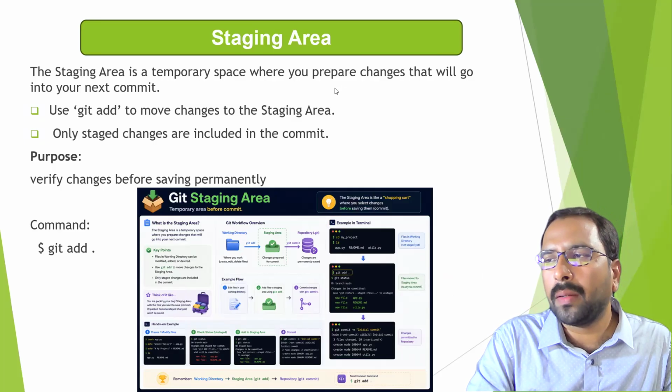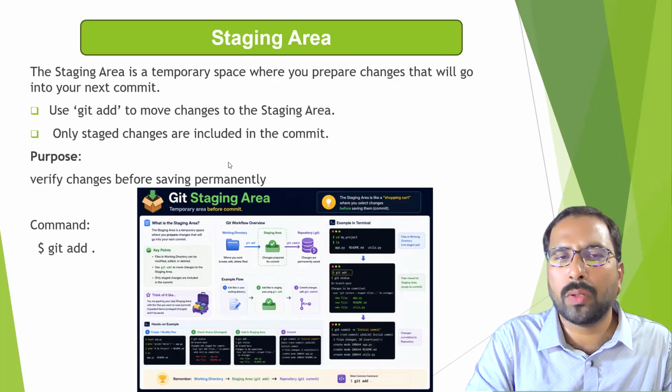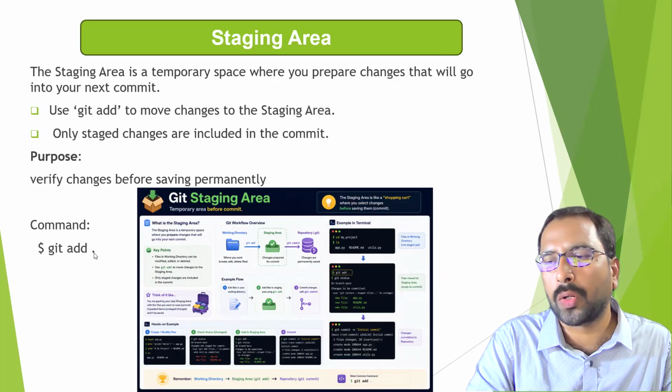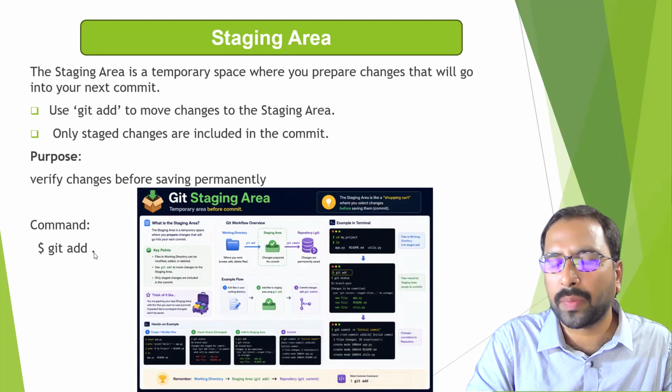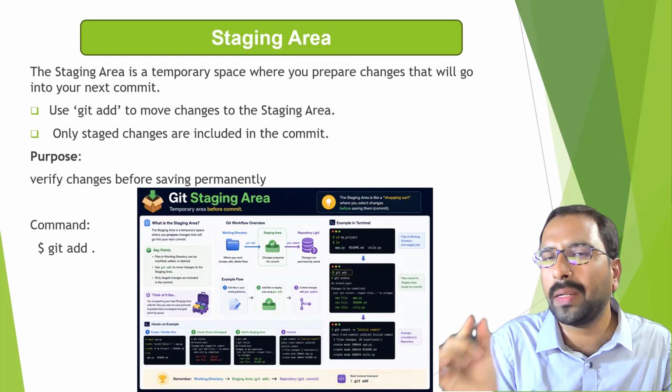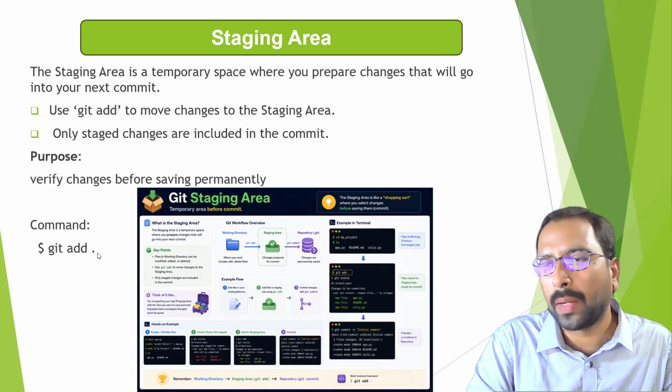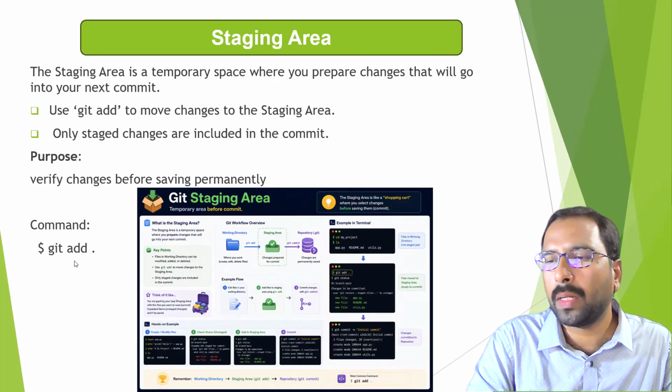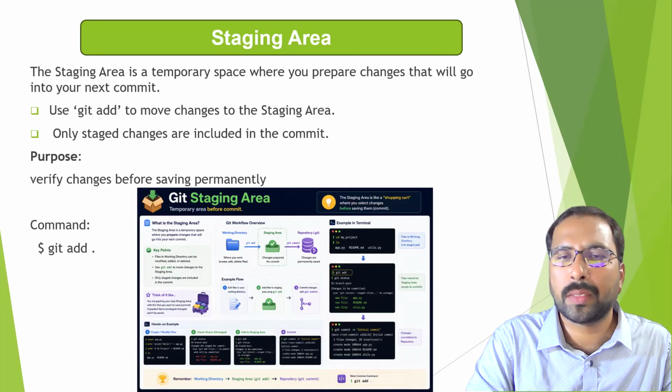If you want to add files into the staging area, we have to execute the command git add space dot. Instead of dot, if it is a single file you want to add, then you can mention that particular file name, like git add app.py. Okay, this is about the staging area.